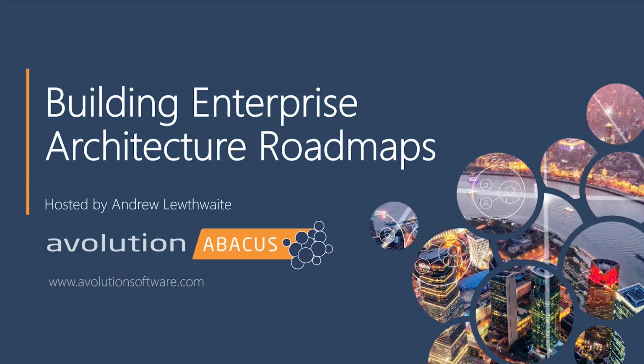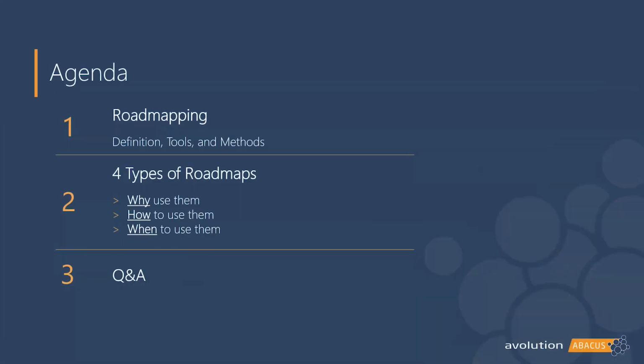So as a brief agenda for today's session, hopefully you'll see that, of course, those initial definitions will be slide-based. And then the 4 types of roadmaps that we'll be covering, again, is where we'll be jumping into Abacus.